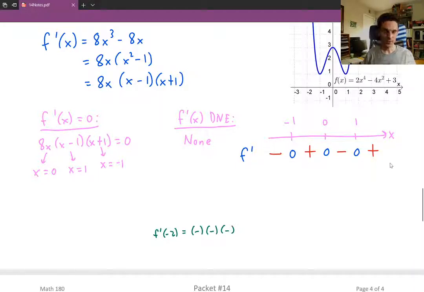Now at this point we could write out the intervals of increase and decrease, but that's not what we're asked to do. We're asked to find the local maxes and local mins. Just to get an idea of what the graph is going to look like, we can use the first derivative signs to tell us if the graph is increasing or decreasing.